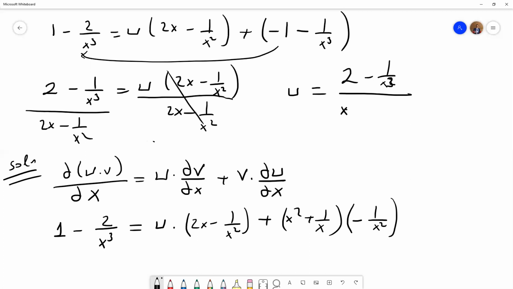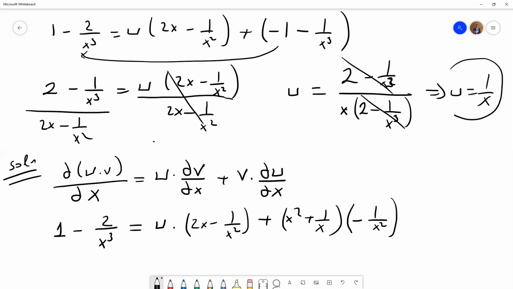Take the parentheses of x here, and 2 minus 1 over x cubed. It is easily seen. So again, cancel these things, these two, and u is equal to 1 over x is the result of this question.